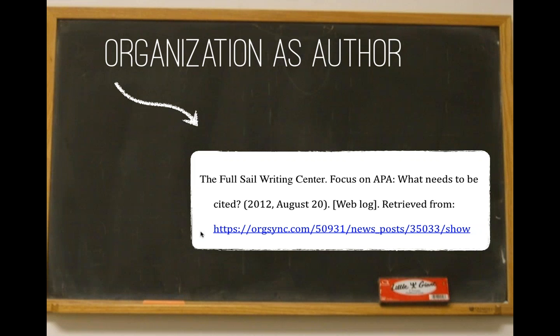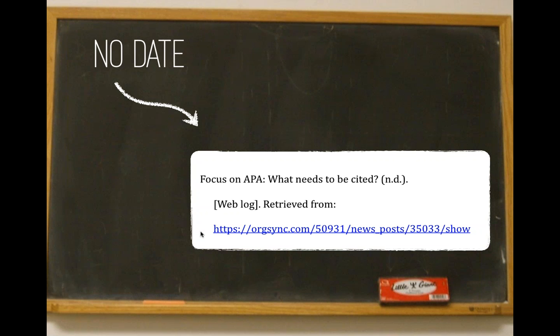Again, we're going to pretend that the article we just referenced has no author listed, but we know that an organization, the Full Sail Writing Center, published the article. The name of the organization goes in place of author's last name. All right, let's pretend for this example that the article has no date listed. Just like with the in-text citation, we use the abbreviation no date, or ND for no date.